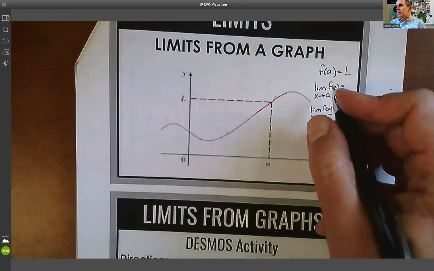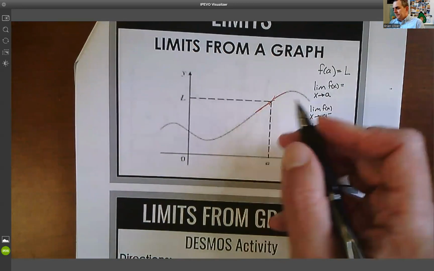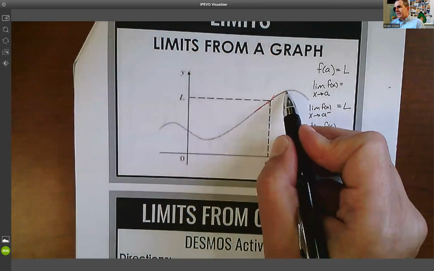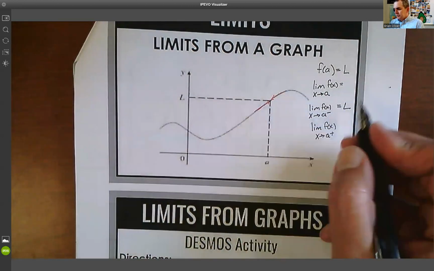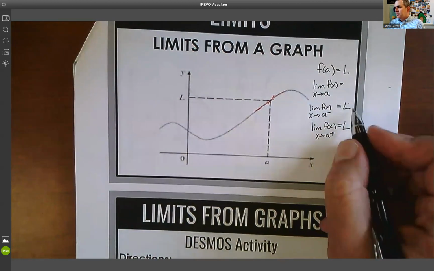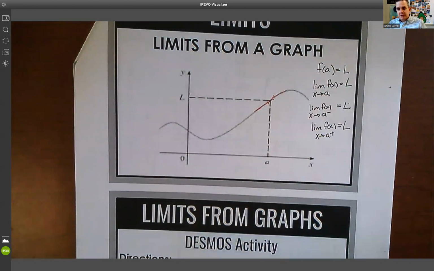So I'm going to look and see, as x approaches A from the left, I'm getting a value of L. As x approaches A from the right, so this way, I'm also approaching L. Notice these are both the same. Since they're both the same, we can say that the limit exists, and the limit of f of x as x approaches A is L.